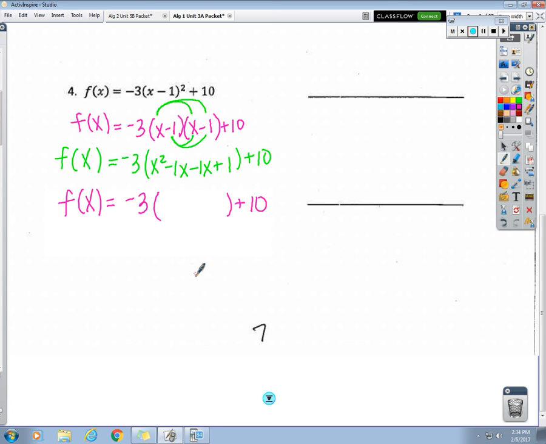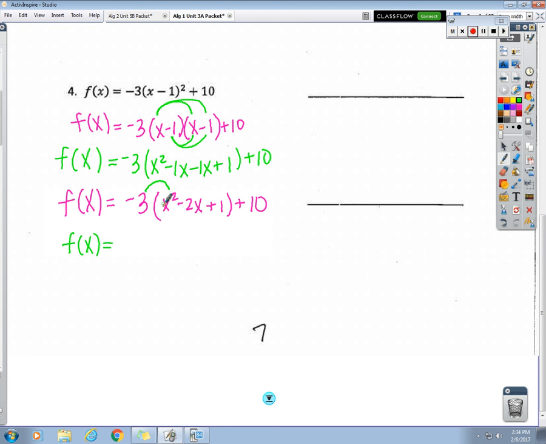Okay, then in the next step, instead of writing minus 1x, minus 1x, that's just minus 2x. Like if you lose $1 and then you lose another $1, you've lost $2. Okay, so now that that trinomial is in simplest form, there's nothing else that can be combined in there, we're ready to distribute this negative 3.